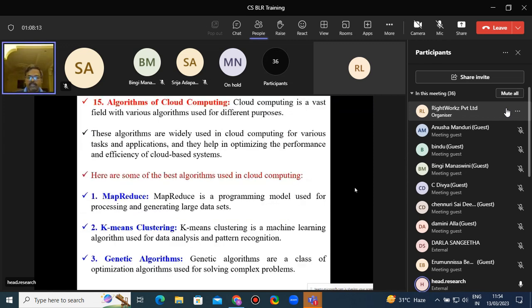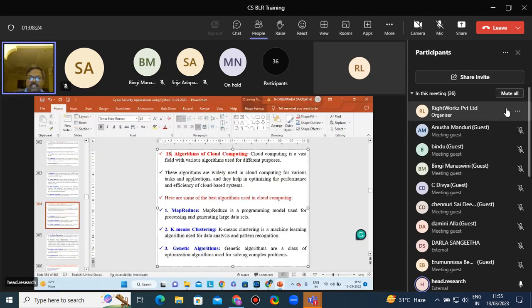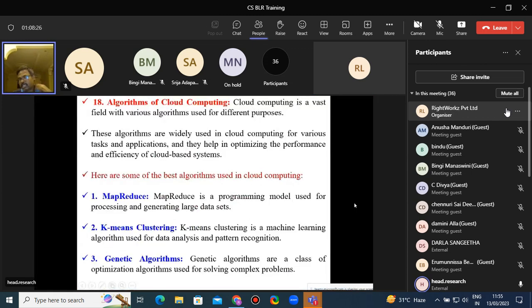The last one, the 18th one, is algorithms of cloud computing with practical implementation. What are the famous algorithms? Cloud computing is a vast field with various algorithms used for different purposes. These algorithms are widely used in cloud computing for various tasks and applications, and they help in optimizing the performance and efficiency of cloud-based systems. Here are some of the best algorithms used in cloud computing.